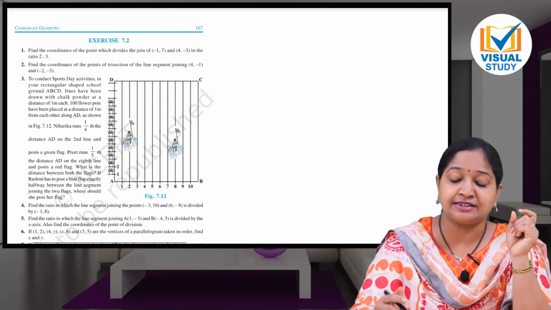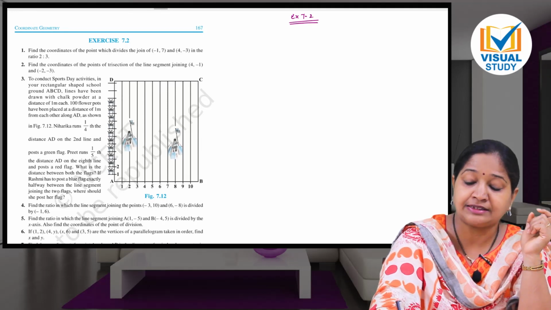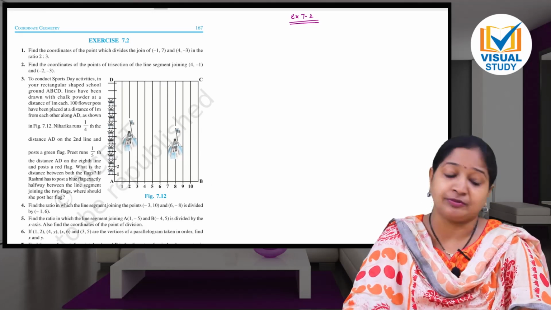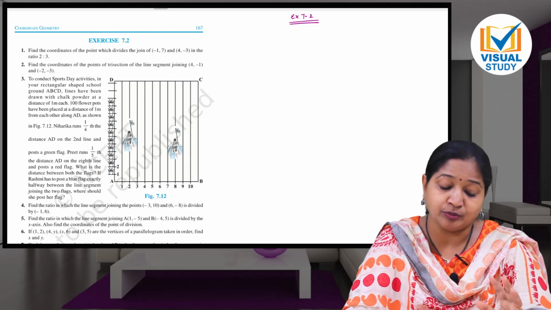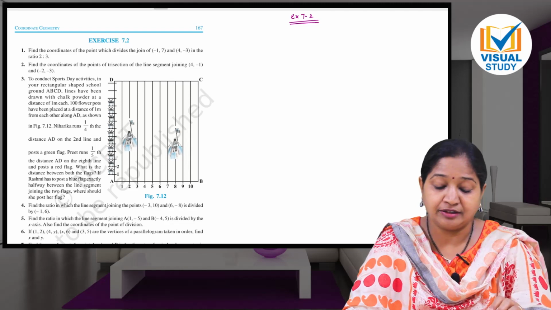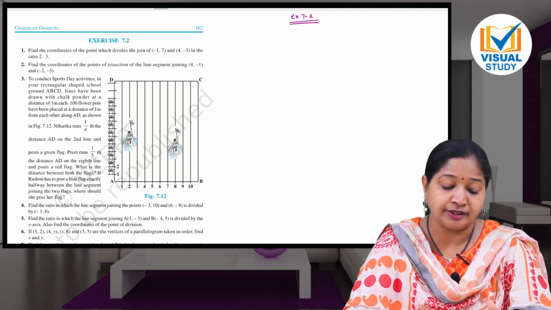Now your exercise starts, that is 7.2. Exercise 7.2. Last session we have done 7.1 and this session we will do 7.2. Find the coordinates of the point which divides the join of -1, 7 and 4, -3 in the ratio 2 and 3.